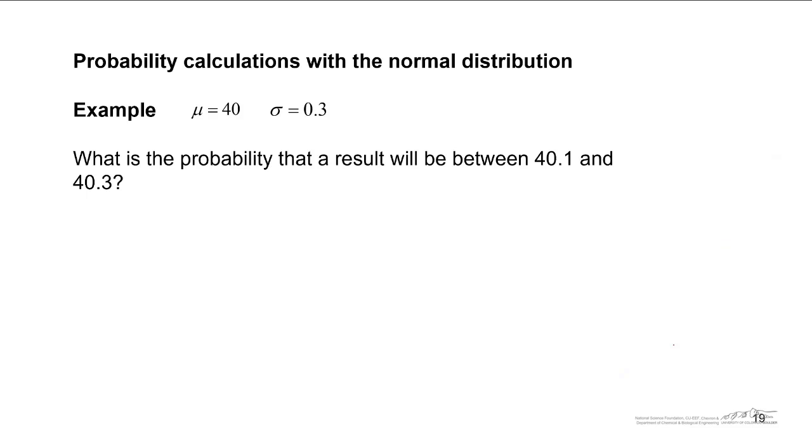So let's go through an example that relates to this. What is the probability that a result will be between 40.1 and 40.3? And before we do that, I have a question for you.